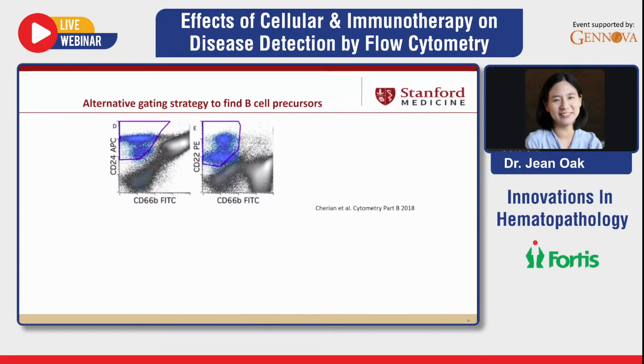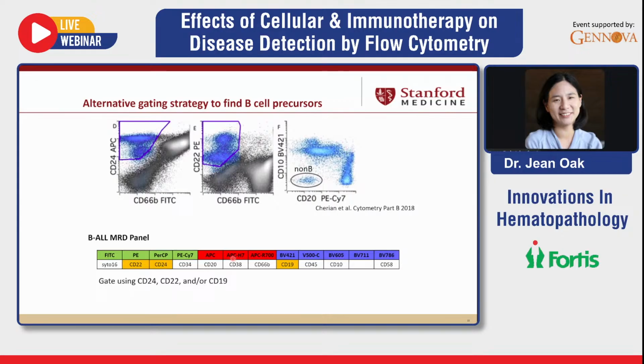So if you made a combinatorial gate that expressed 22 or 24, as you can see here, you can actually recapitulate the 10-20 maturation plot that is very similar to what you see with CD19. This gating strategy will not include plasma cells, and you might have some non-B cells here. But overall, the hematogone maturation pattern is very similar, which is very reassuring, and it works pretty well.